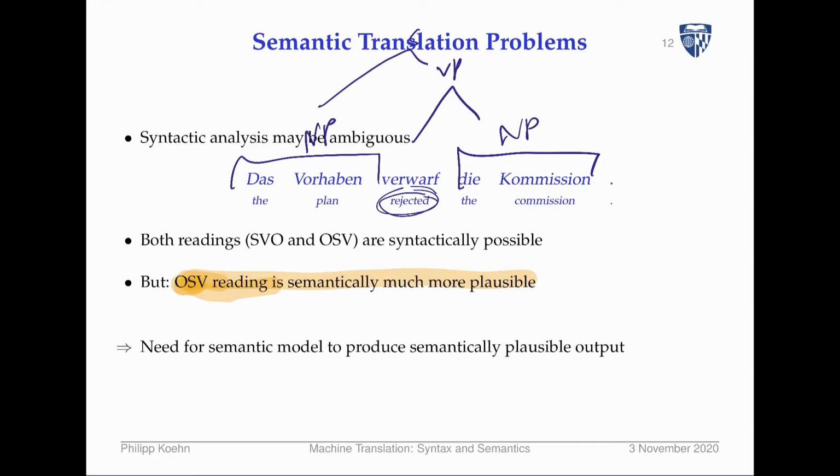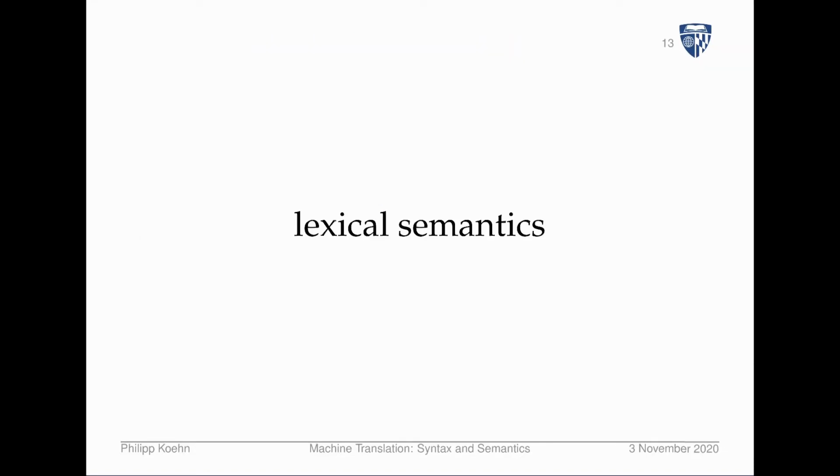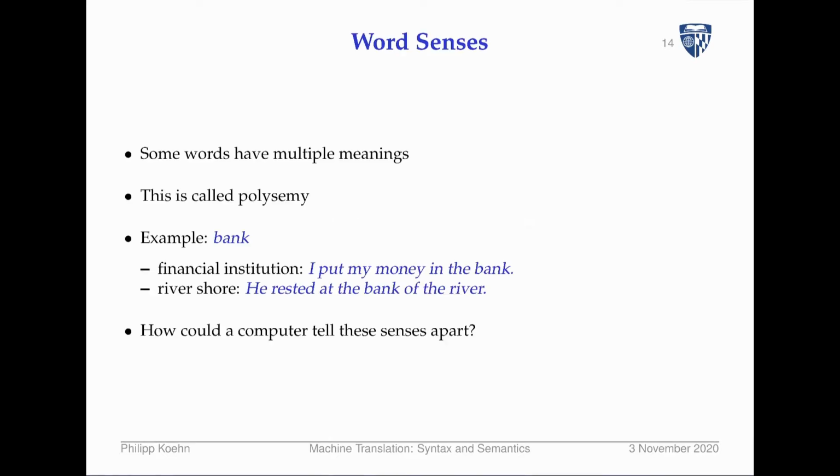So how do we know that? How do we know this? Because we just know about the world and have world knowledge, but how can the machine possibly know this as well? So we need to have some kind of semantic model that produces semantically plausible annotation here. Let's start with lexical semantics.